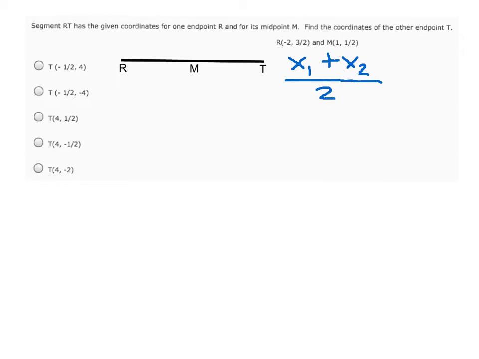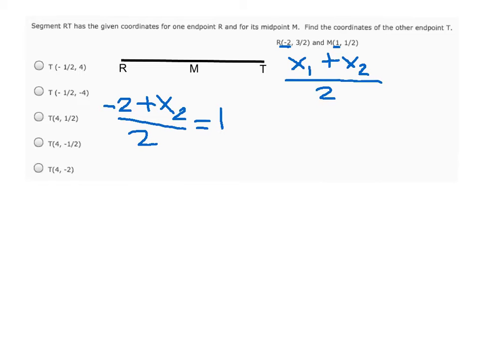And in this case, we know one of our x-coordinates is negative 2, so we plug that in for x sub 1. So we get negative 2, but we still are looking for the other endpoint's x-coordinate, so we'll leave that as x sub 2, divided by 2. And that equals the x-coordinate of the midpoint, which in this case is 1.